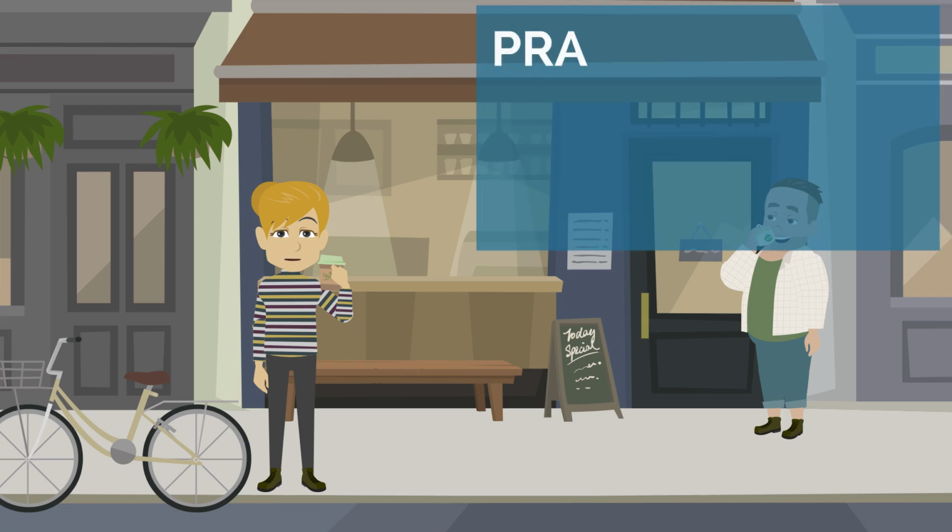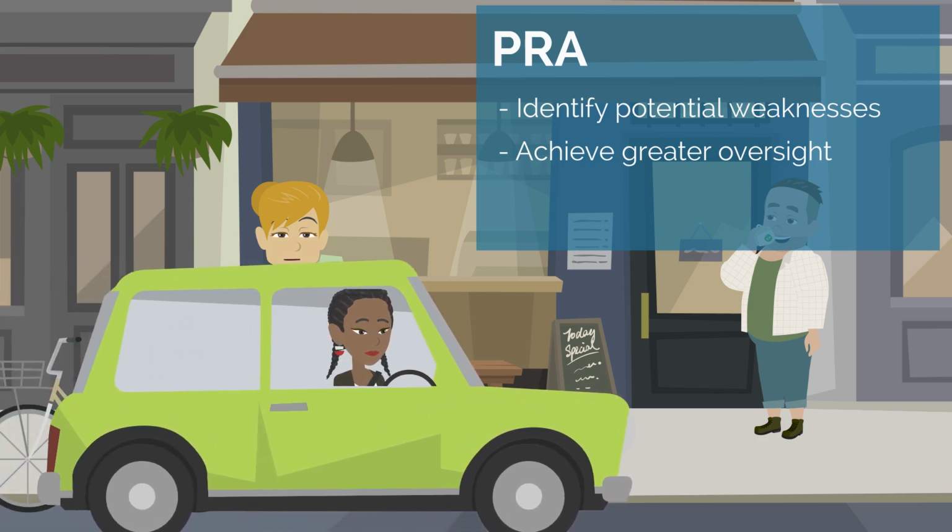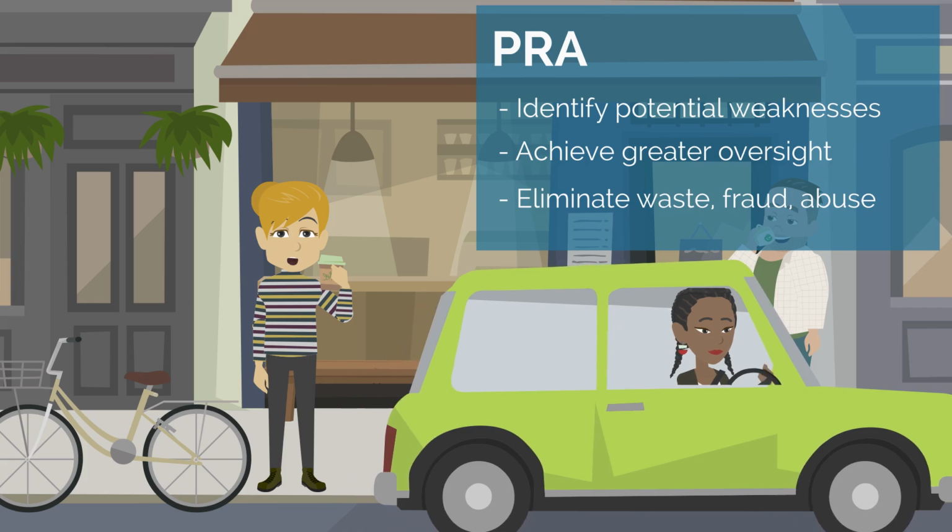The most basic explanation of the Programmatic Risk Assessment is to identify potential weaknesses in a grant program to better understand what controls need to be implemented to achieve greater oversight of the program in question and eliminate any possibility of fraud, waste, or abuse.